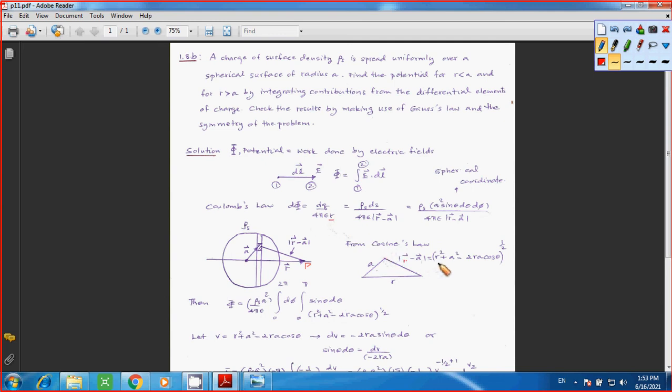The cosine law states that if this angle is theta, the magnitude of the vector r minus vector a is going to be r squared, the opposite side of the triangle, plus a squared, and then minus 2r multiplied by a multiplied by cosine theta. That's the cosine law.